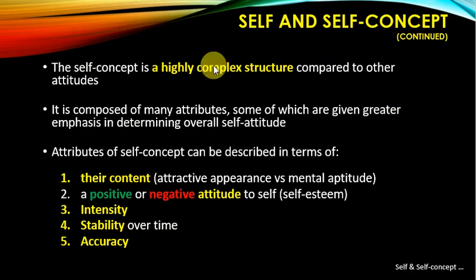Compared to other attributes or attitudes, the self-concept is a highly complex structure, and it is composed of different attributes, and some attributes are given a greater emphasis in the process of determining your overall self attitude. These attributes of the self-concept are usually described in one of the following terms. Firstly, the content. In other words, you've got somebody with an attractive appearance, an attractive individual, versus somebody who's referred to as a nerd, who has more mental aptitudes. A positive or a negative attitude towards yourself, which reflects your self-esteem. Intensity, the stability over time of such a particular attribute, as well as the accuracy.